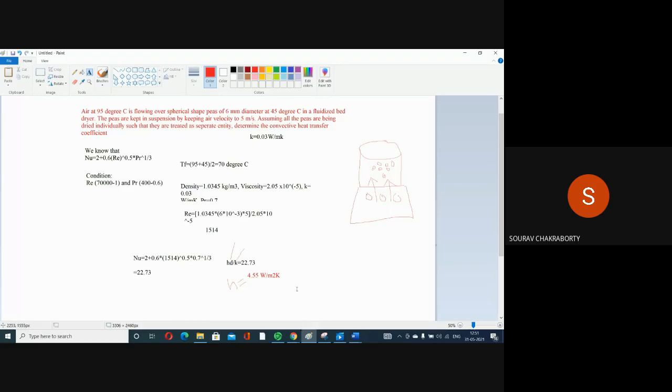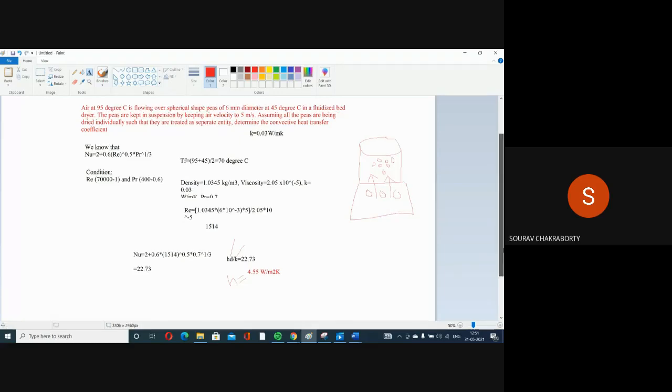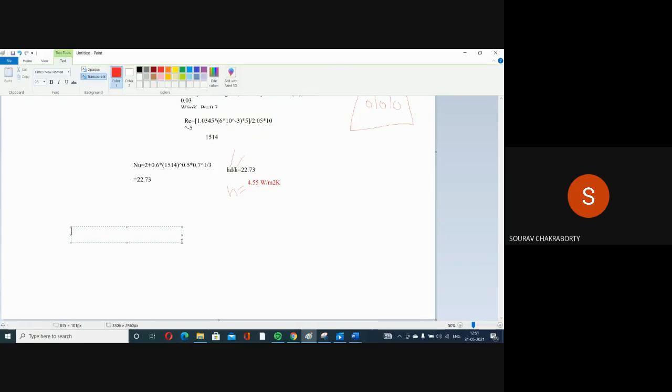So suppose you have a case of natural convection. In that case, how to determine? In that case, your Nusselt number will be equal to A into Grashof number. So the Grashof number we are going to utilize for natural convection. There is no forced convection. Whatever is occurring, it is occurring naturally.